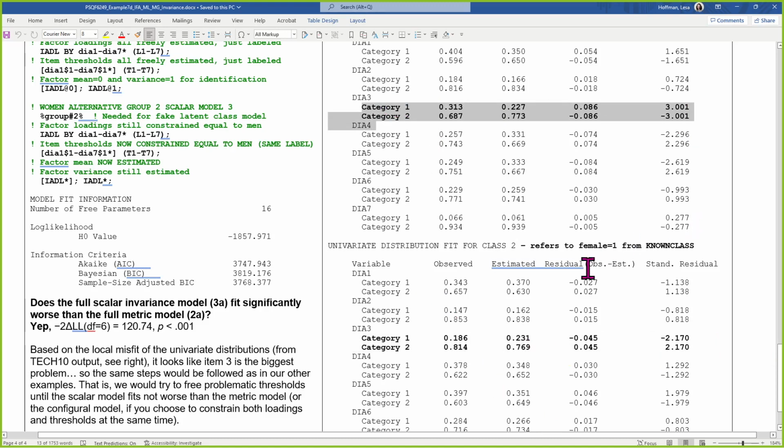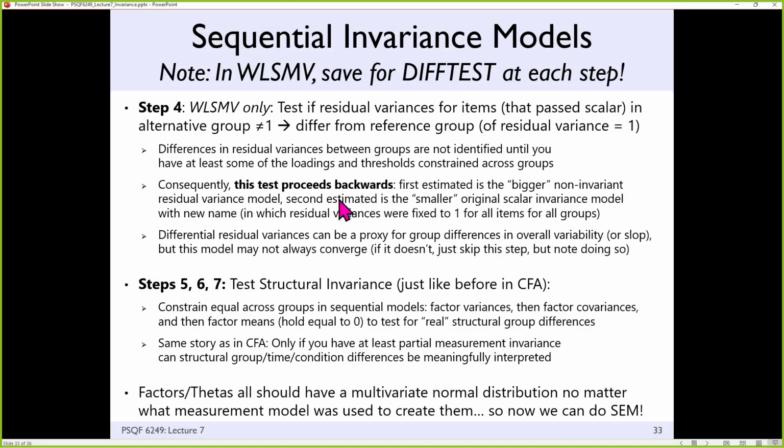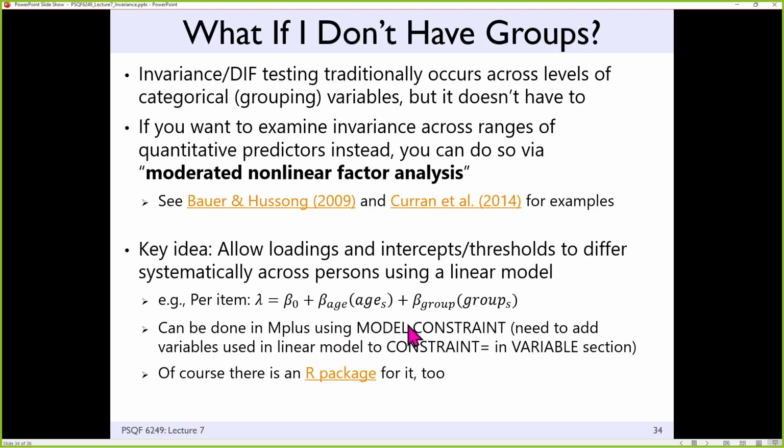All right, ta-da! We made it. I don't have to make another video. Yay. So that's all I have to say about diff and invariance, I think. Oh, no, I have one more thing to say.